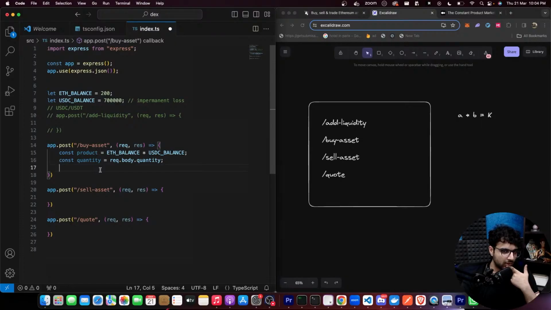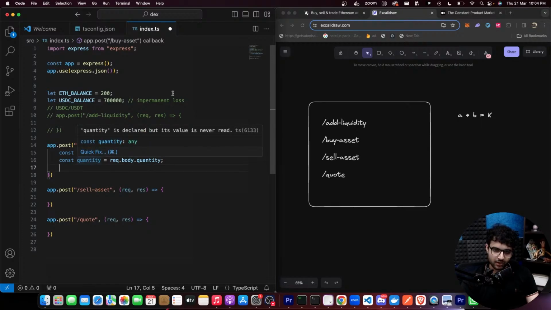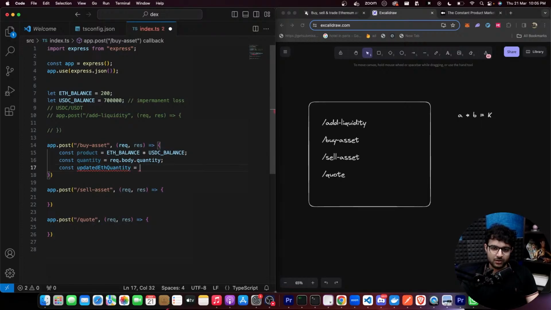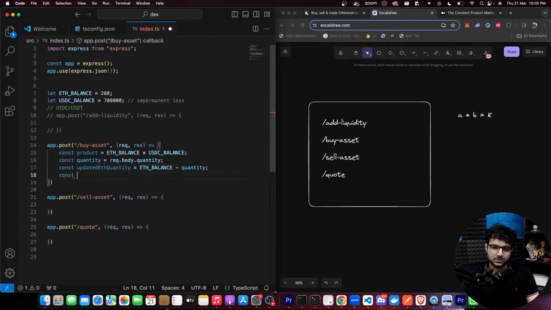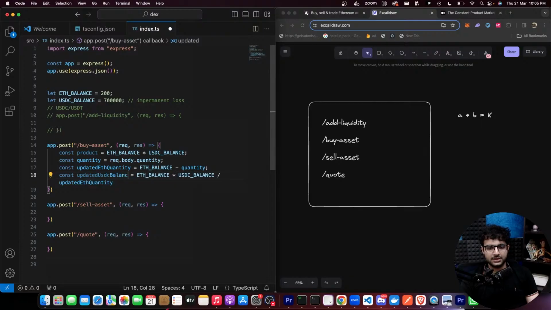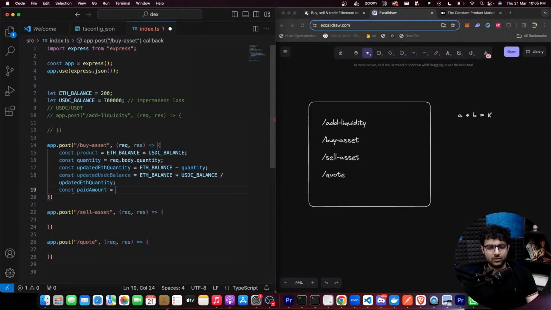and then you need to tell the user that this is the amount that you paid when this swap happened. So const updated ETH quantity equal to ETH_balance minus quantity. Const ETH balance into USDC balance divided by updated ETH quantity equal to const updated USDC balance. Const paid amount equal to updated USDC balance minus what? The original USDC balance.